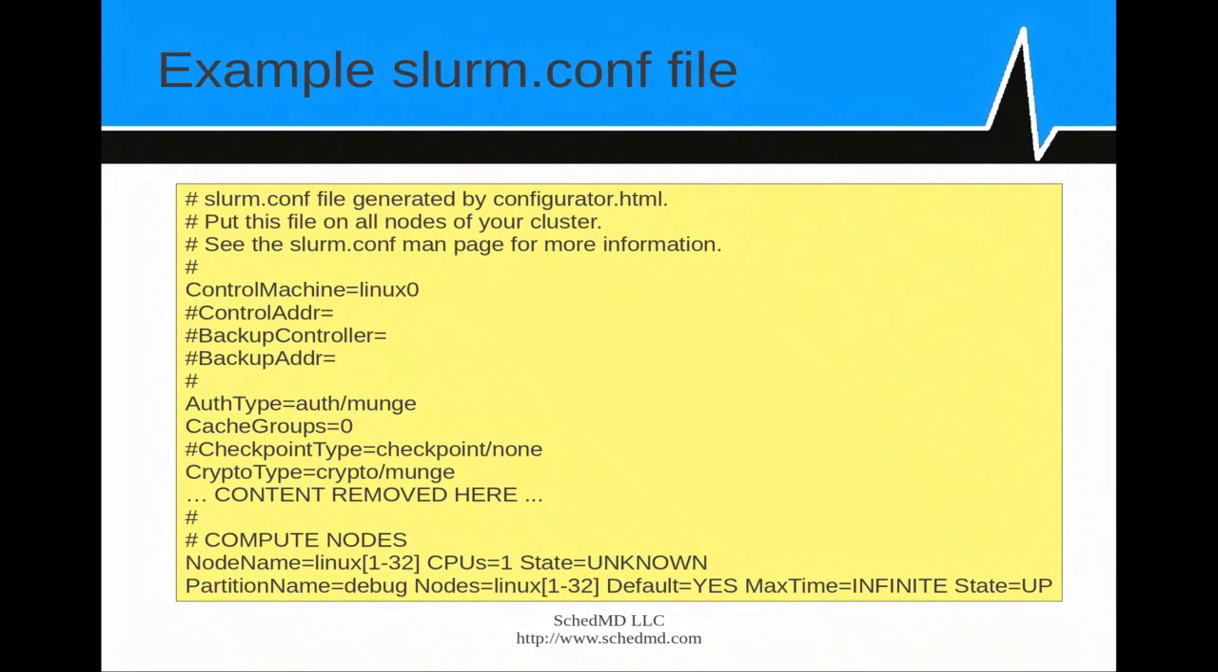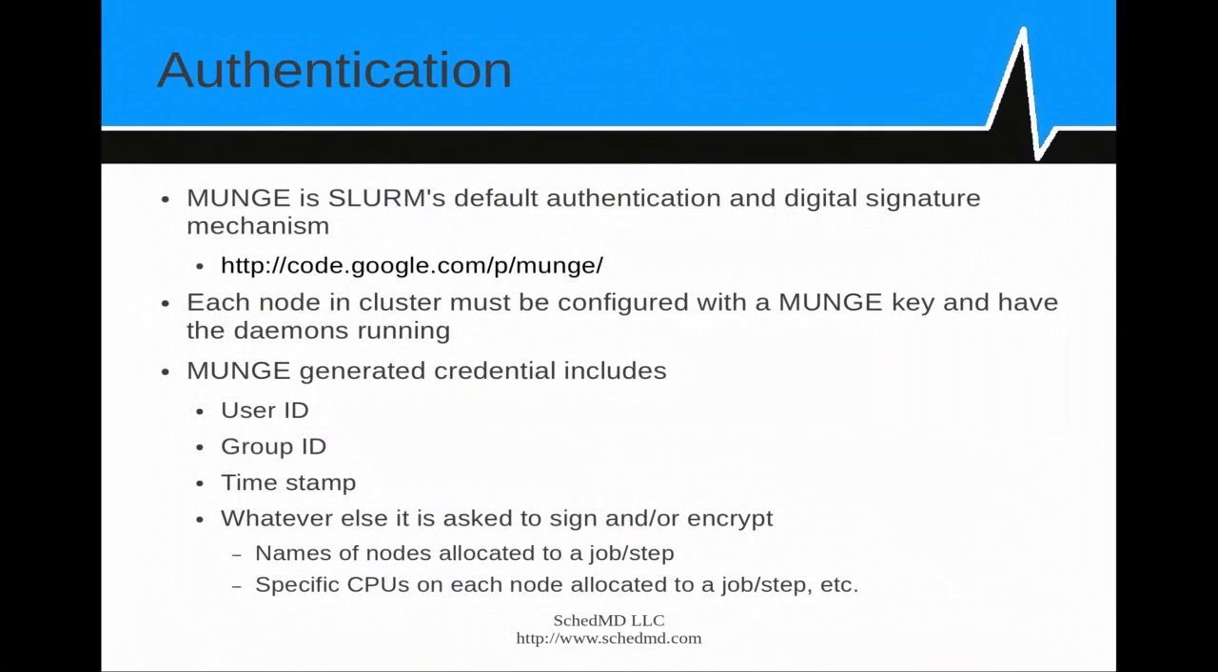Here's an example of the start of the Slurm configuration file. You define the control machine, which is where the Slurm control daemon runs, where your backup runs, what mechanism you use for authentication, if you're caching group information, what tool you use for generating the digital signatures in the job step credentials, what your compute nodes are, and how they're grouped into partitions or queues.